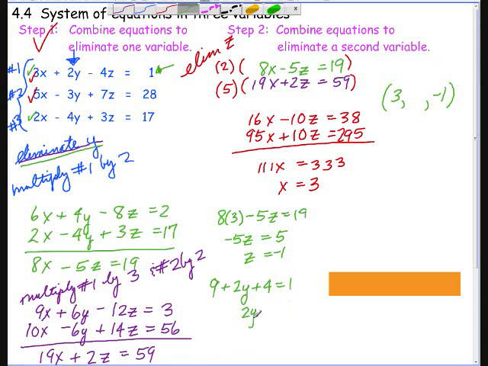So I've got 2y plus 13 equals 1. I'm going to subtract 13 from both sides, and I'll have a negative 12. Did I do that right? So my y is -6. See, it basically follows the rules that you learned earlier with two variables.